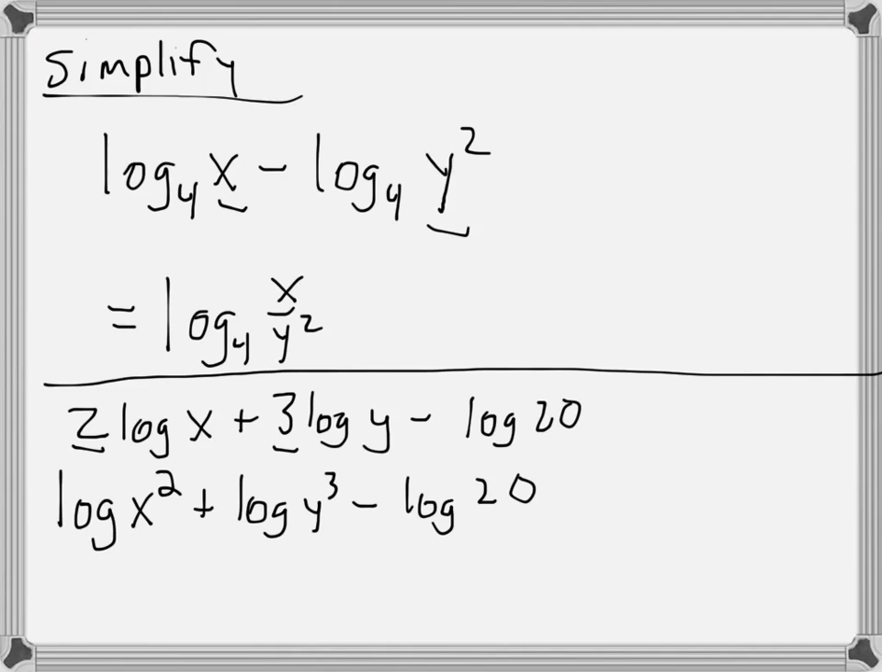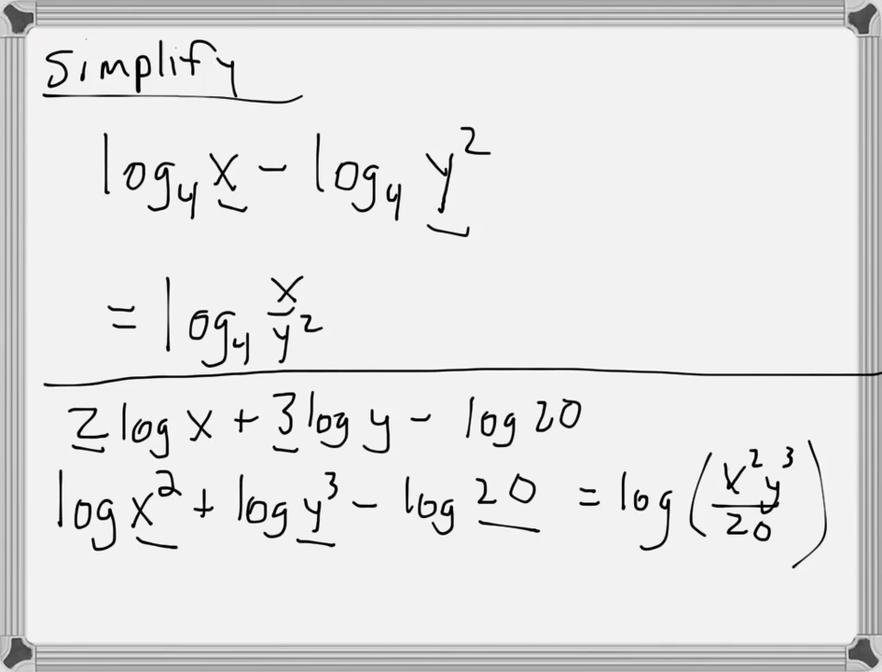Now if I'm adding these two together, that means I get to multiply, and I'm subtracting this, that means I divide by that. So this whole thing should end up being x squared times y cubed, all over 20. And that's my log. One last one.